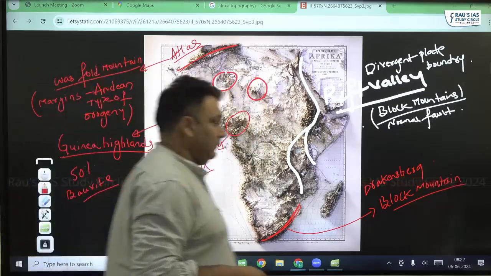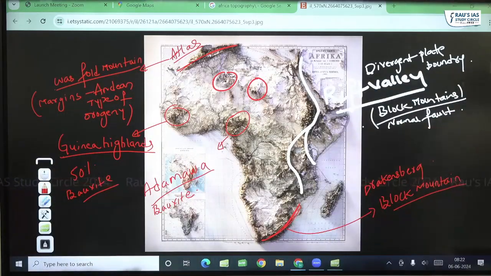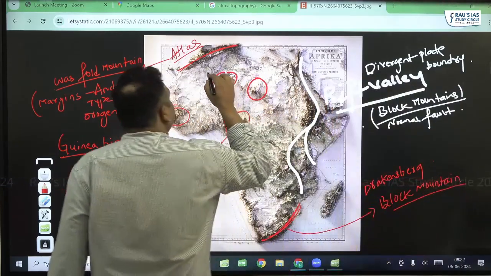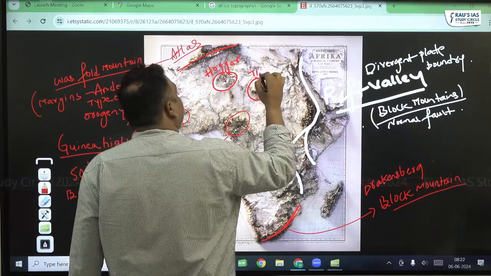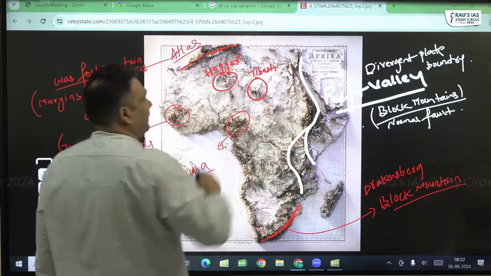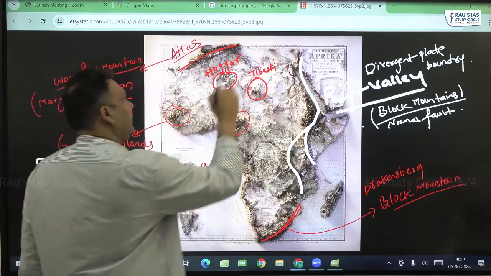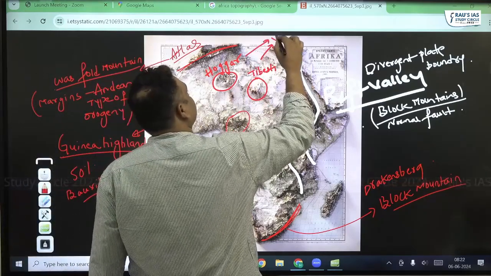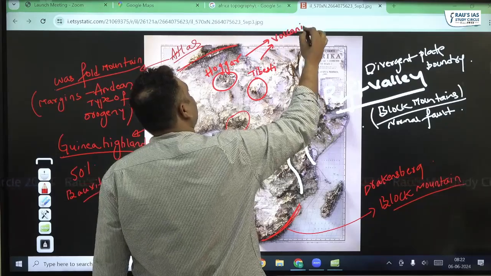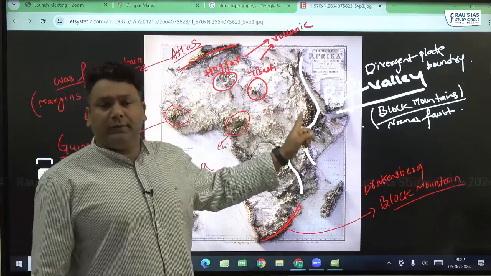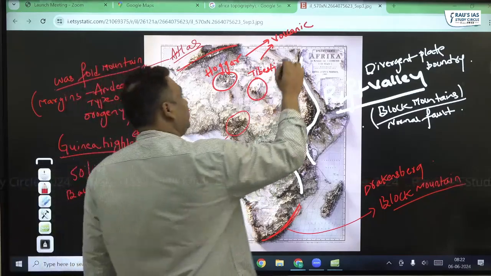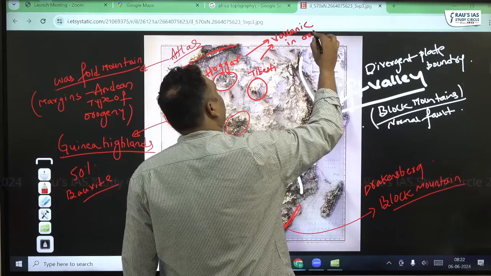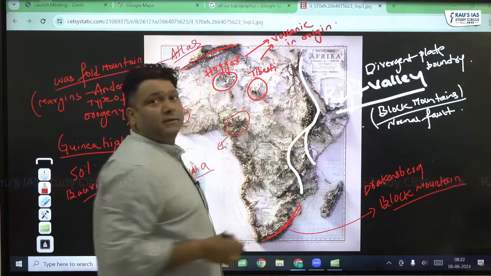And here you have two highlands again, Hoggar Mountains and Tibesti. Both Hoggar and Tibesti are volcanic in origin. These are not active volcanoes, but they had been created because of volcanism in the past. That's why I'm using the words volcanic in origin.